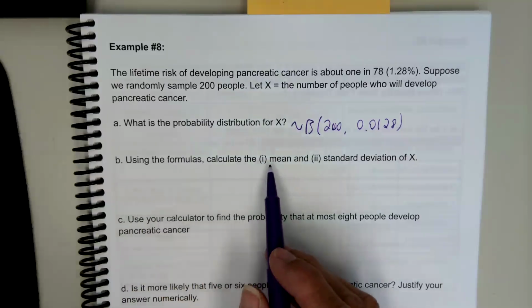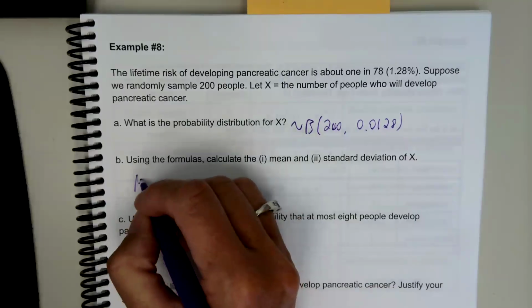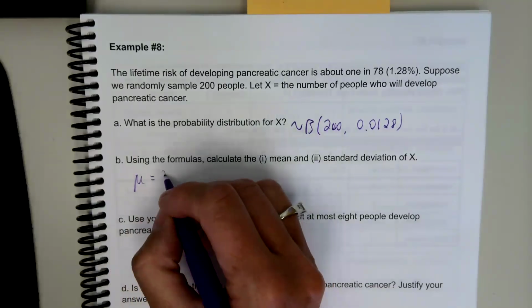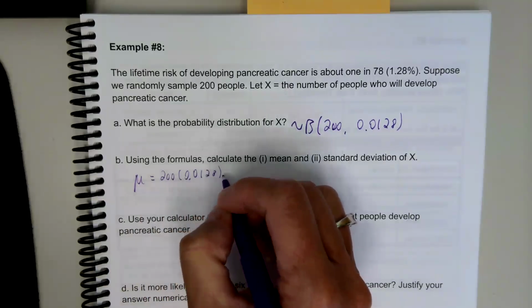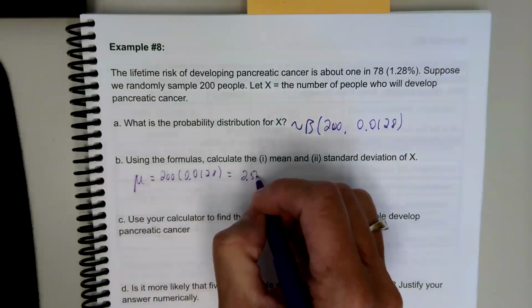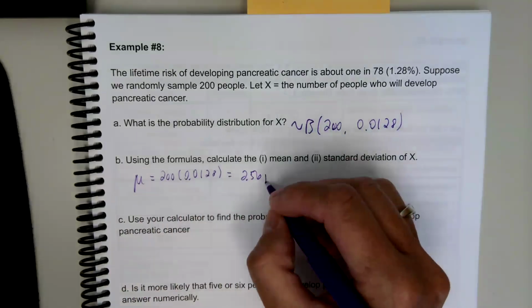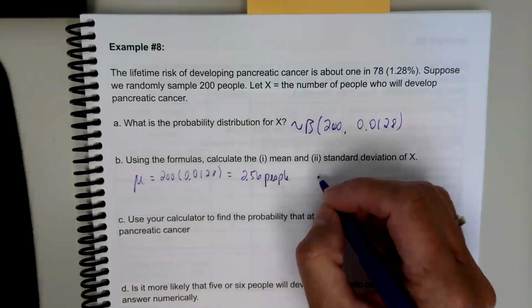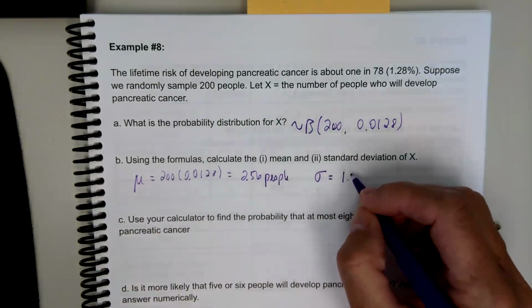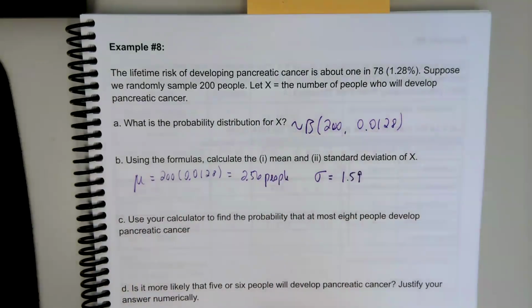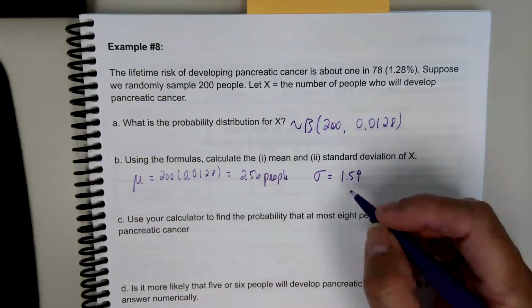So using the formulas, calculate the mean and standard deviation. So the mean is 200 times 0.0128 for approximately 2.56 people. And the standard deviation is 1.59.